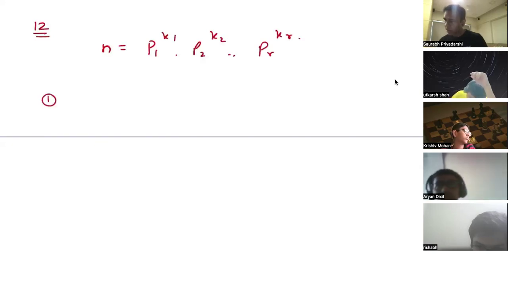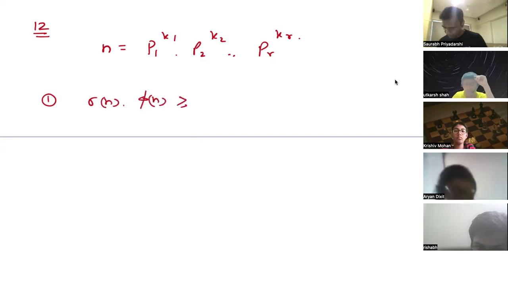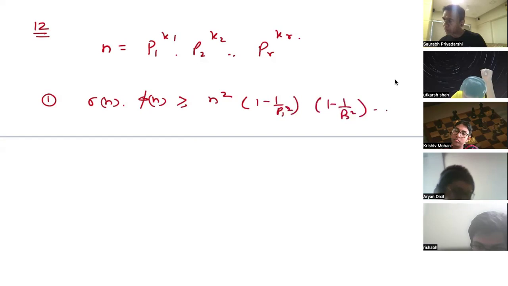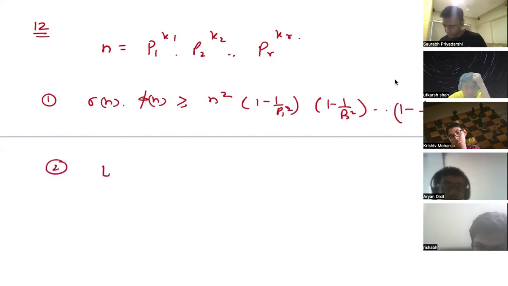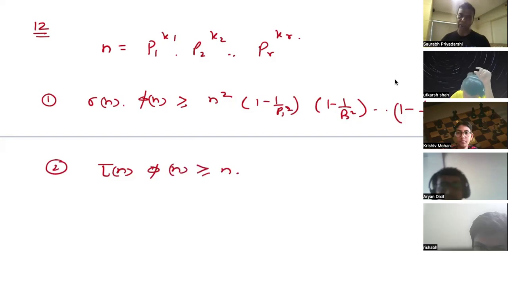First, sigma n. What is sigma n? Sum of all divisors. Very good. p1 square 1 minus 1 to p2 square 1 minus pr square, right? And second, you have to prove tau n. What is tau n? The number of divisors. Is greater than or equal to. Right? Take your time, everyone. Maximum 2 to 3 minutes. Doable है, आराम से होना चाहिए.